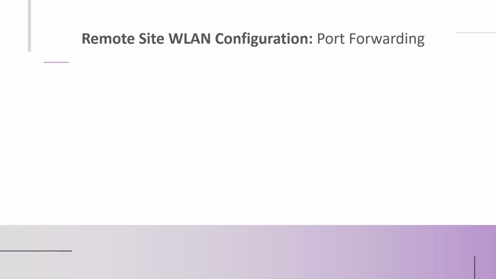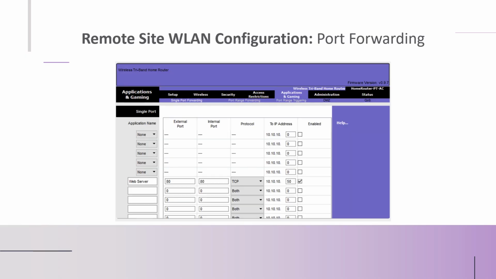For example, a router might be configured to forward port 80, which is associated with HTTP. When the router receives a packet with the destination port for port 80, the router forwards the traffic to the server inside the network that serves web pages. Here in this figure, port forwarding is enabled for port 80 with the web server at IPv4 address 10.10.10.50, as you can see here.